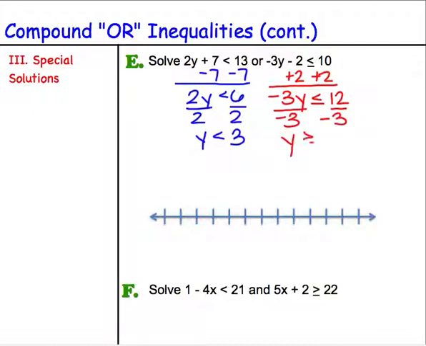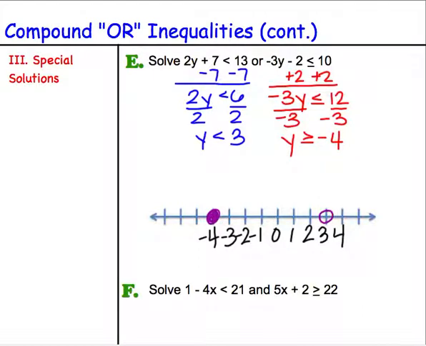So we get y is greater than or equal to negative 4. So we'll go ahead and put our numbers down here. We have negative 4, negative 3, negative 2, negative 1, 0, 1, 2, 3, and 4. We have an open circle at 3, and we have a closed circle at -4. Some of you might be already seeing the issue here.